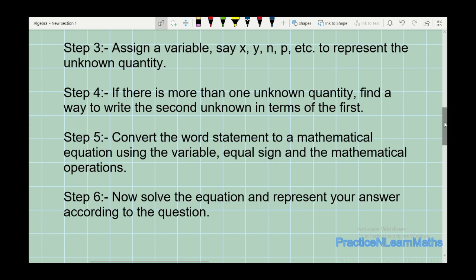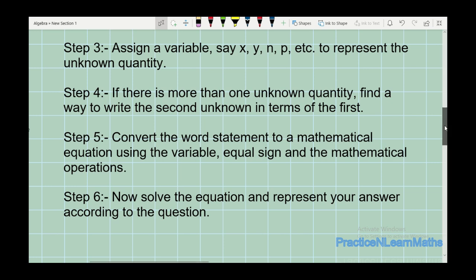Read this carefully, and if you don't understand, then I'll be there in the sum to explain it properly. Next, convert the word statement to a mathematical equation using the variable, equal sign and the mathematical operations. This you have been doing earlier also. Now solve the equation and represent your answer according to the question.